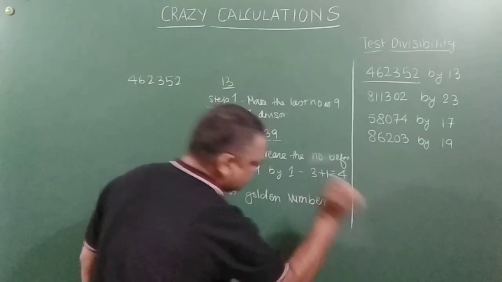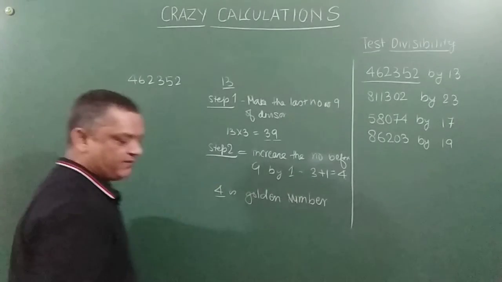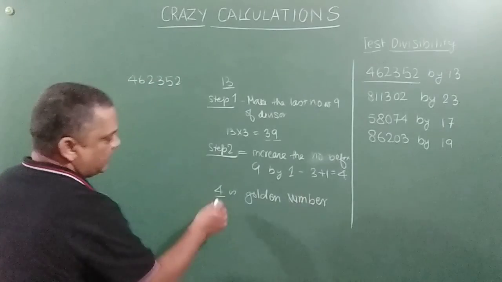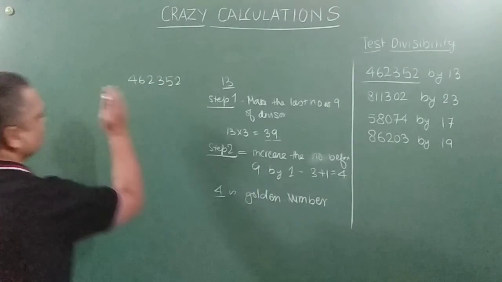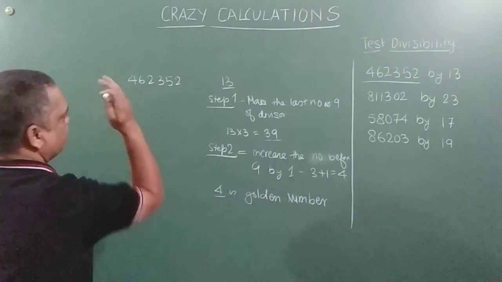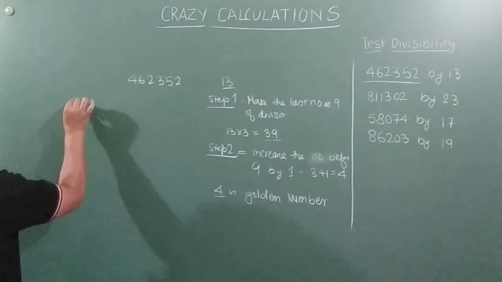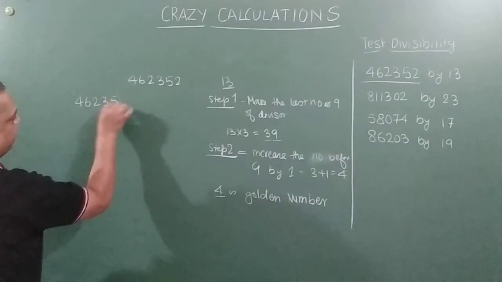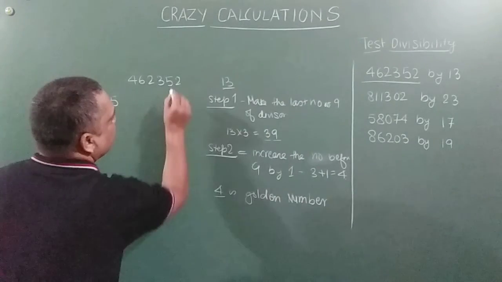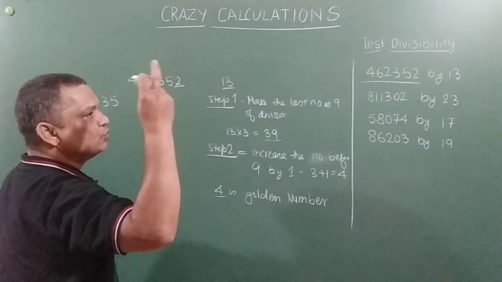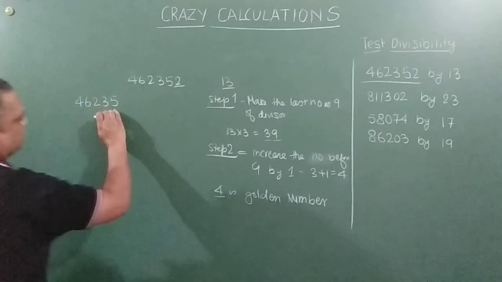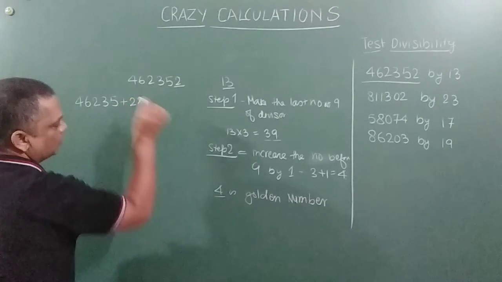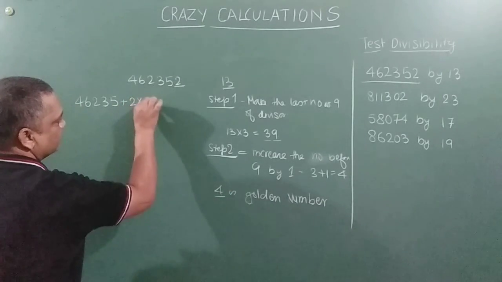That is for our remembrance purpose. Otherwise, in Vedic mathematics, this 4 is called an oscillator, right? So now we have got 4. Now we will do a certain process here and tell whether this number is divisible by 13 or not. So let's do it. 4, 6, 2, 3, 5. Leave the last digit, that is 2. Write everything as it is here, plus 2 into the oscillator, that is 4.